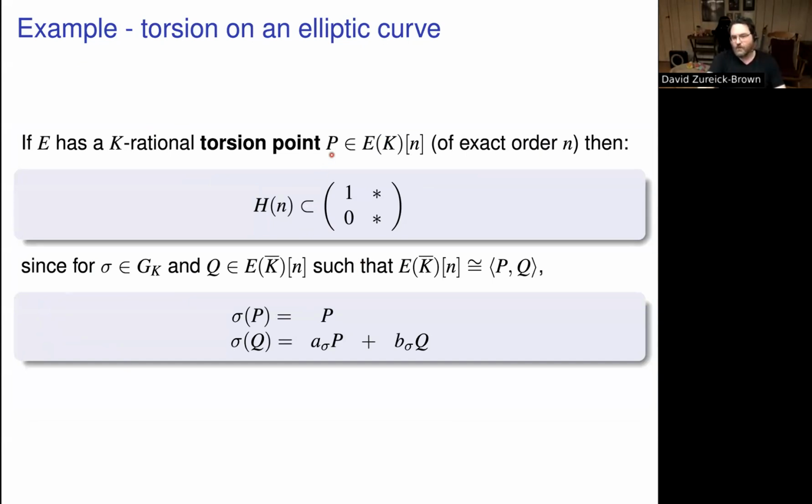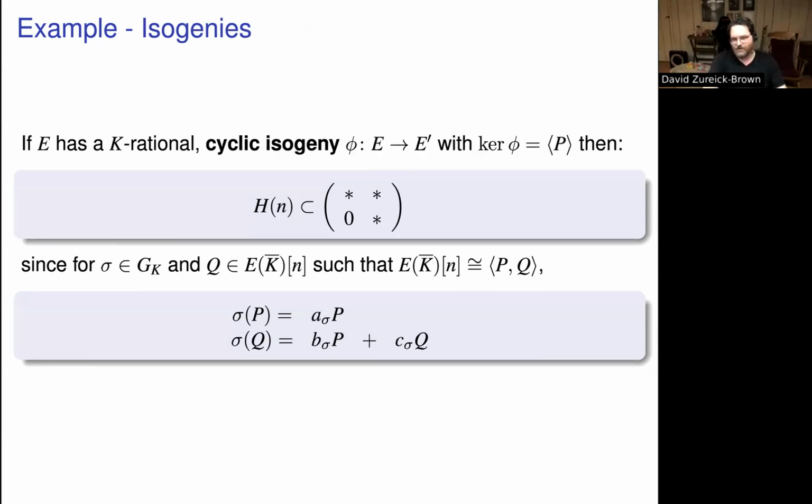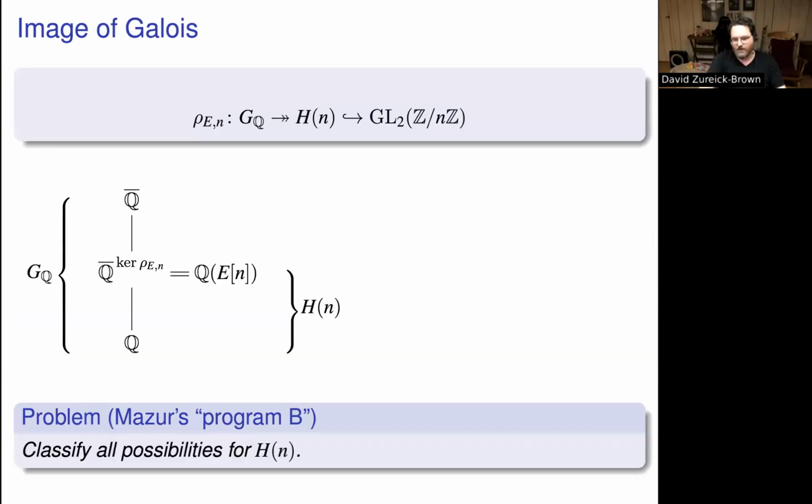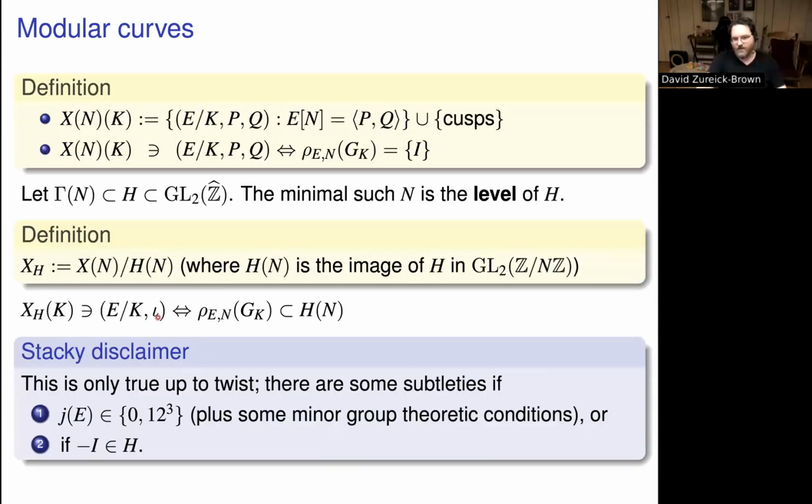Whether I use P or 2P, H is still, let's assume n is odd, H is still a subgroup of the same group. So when we talk about level structure for torsion, we mean actually keep track of the torsion point, distinguish P and a valid multiple. Here there's level structure as well.